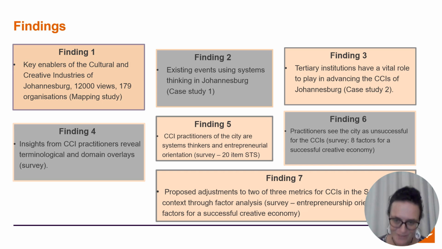These are very, very high level findings from objectives 1, 2, and 3. The first is that there are, according to the mapping study, 179 enabling organizations in the inner city. The mapping study was live for about a year before I submitted my thesis, and there were about 12,000, now it's a bit more, but 12,000 views. I'm hoping that stays live and people continually contribute to it, so there is a place for people to see what organizations are offering services to the industry.